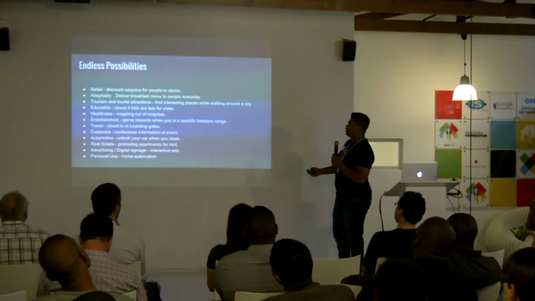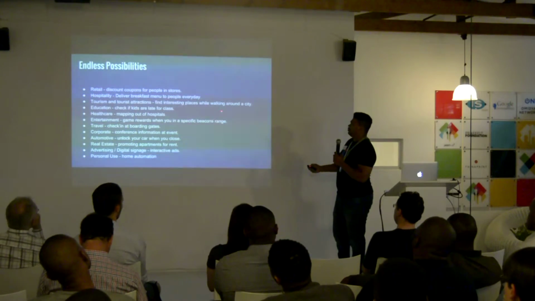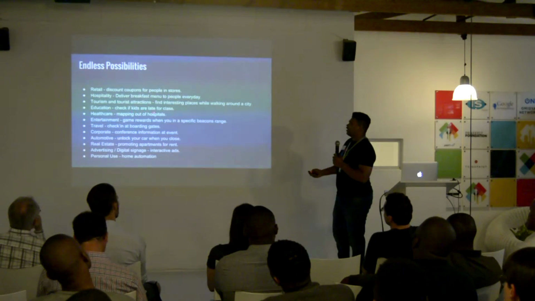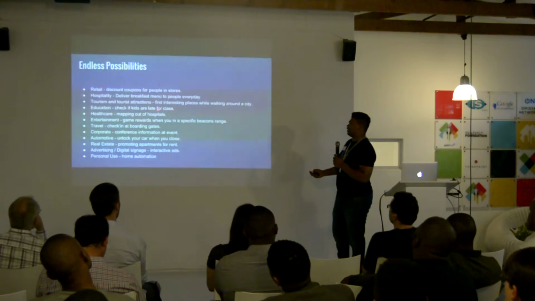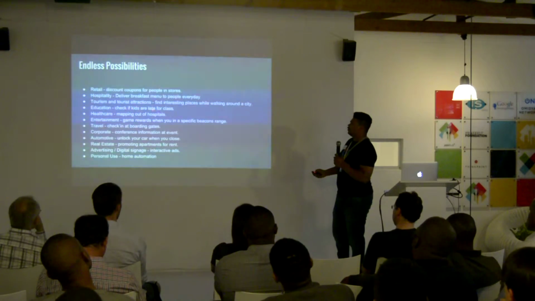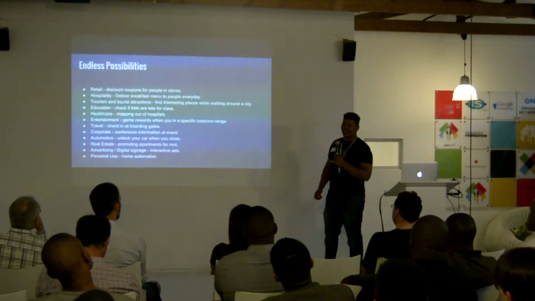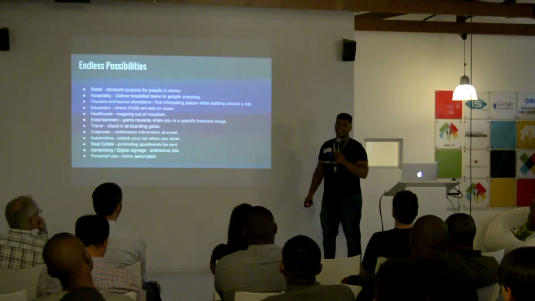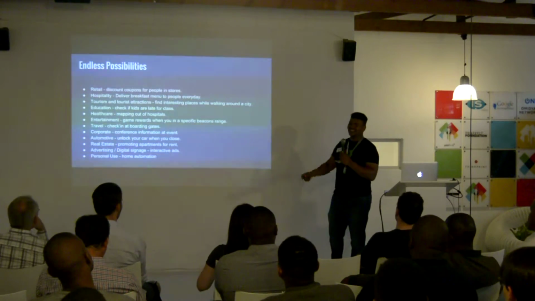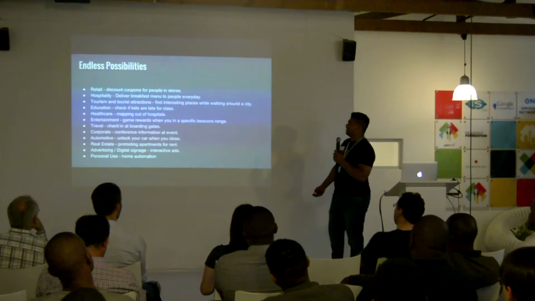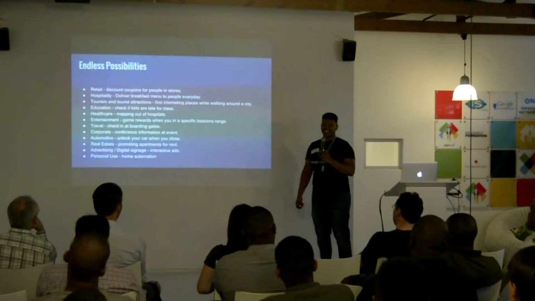So you can do anything you want with these beacons, like education. That's a big thing in our country right now. We could know if kids are late for class, because they're always late for class. So you could be like, it was you. You tried to sneak in and I got you.